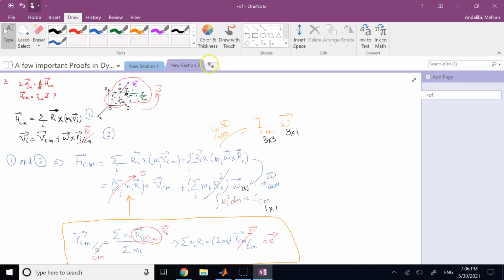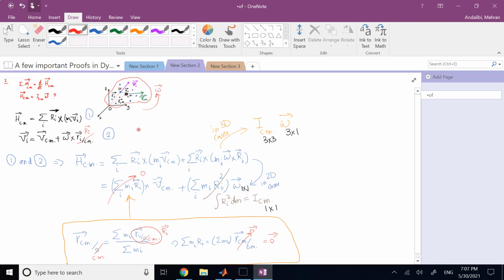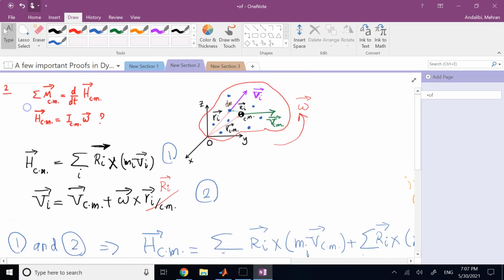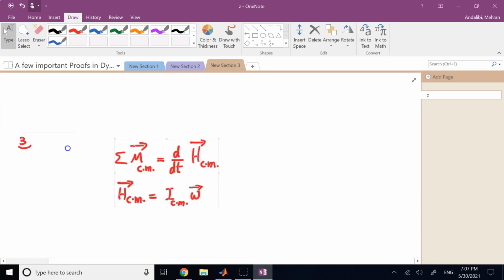The last proof I'm going to talk about today is, now sometimes, as I told you, in rigid body, my equations, this equation of moment and angular momentum is better be written with respect to a point that is not the centroid.